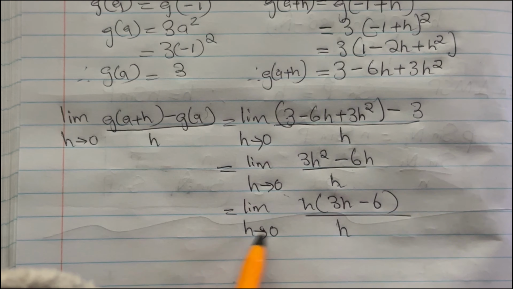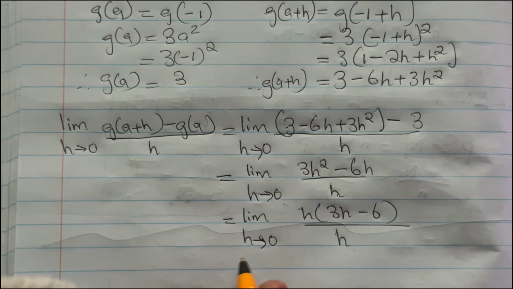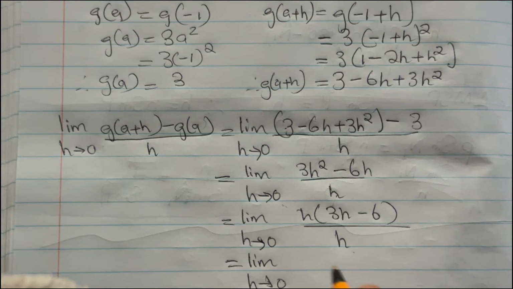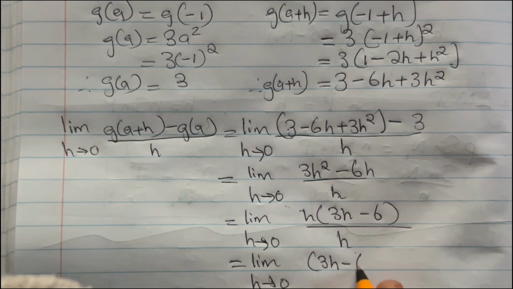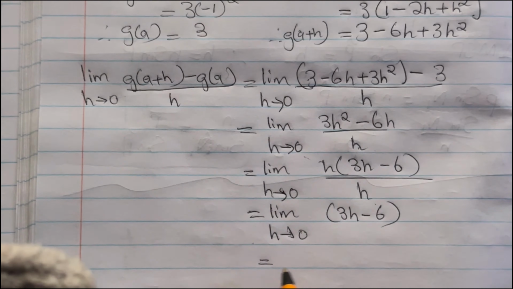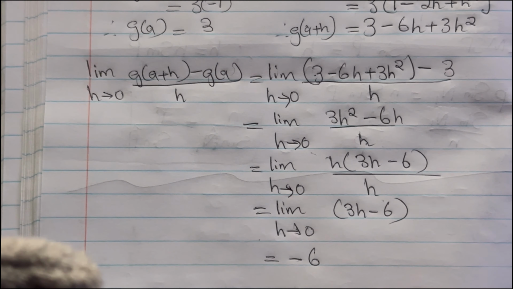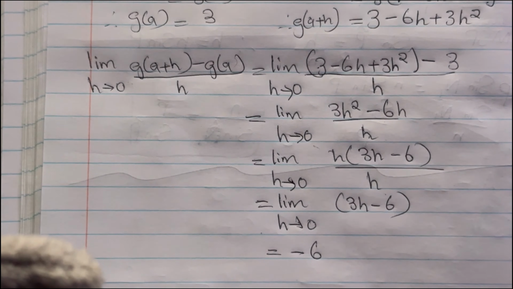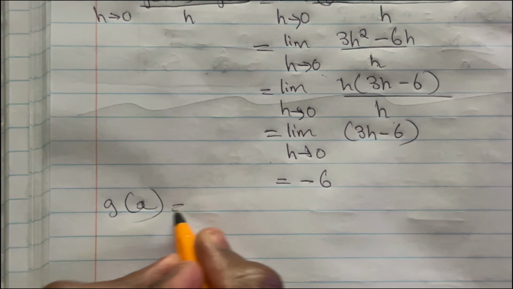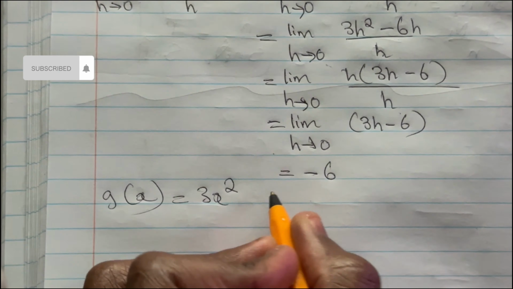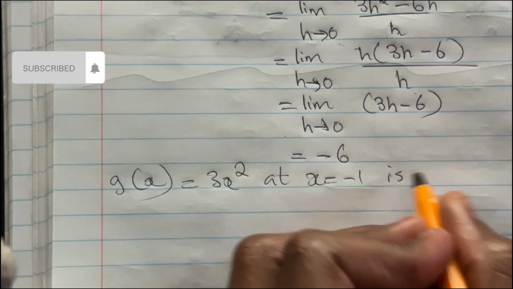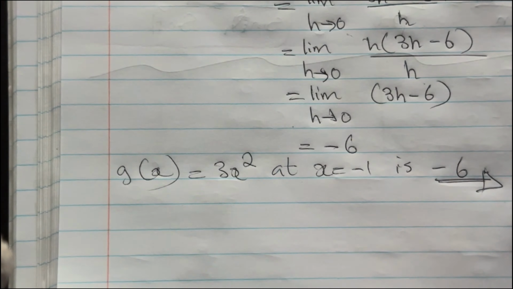Make sure that you don't put the zero here before canceling, because it's going to be an undefined solution. So for us to simplify this, we're going to have the limit as h approaches 0 of 3h minus 6. As h approaches 0, when you put 0 here, this is going to cancel out, which is going to leave us with -6. So the gradient of the curve g(x) equals 3x squared at x equals -1 is -6. That's the answer for the question, guys.